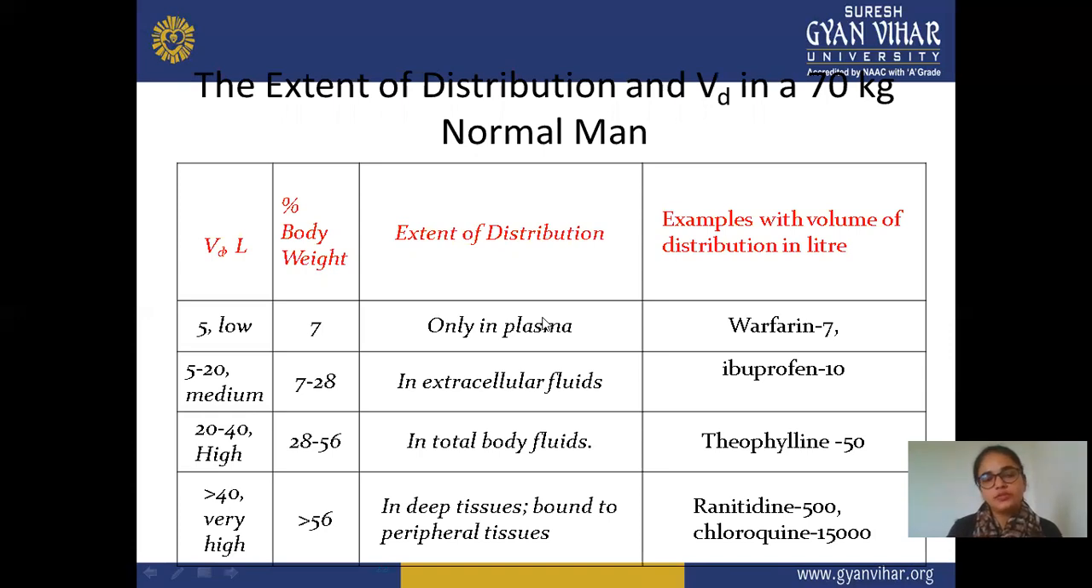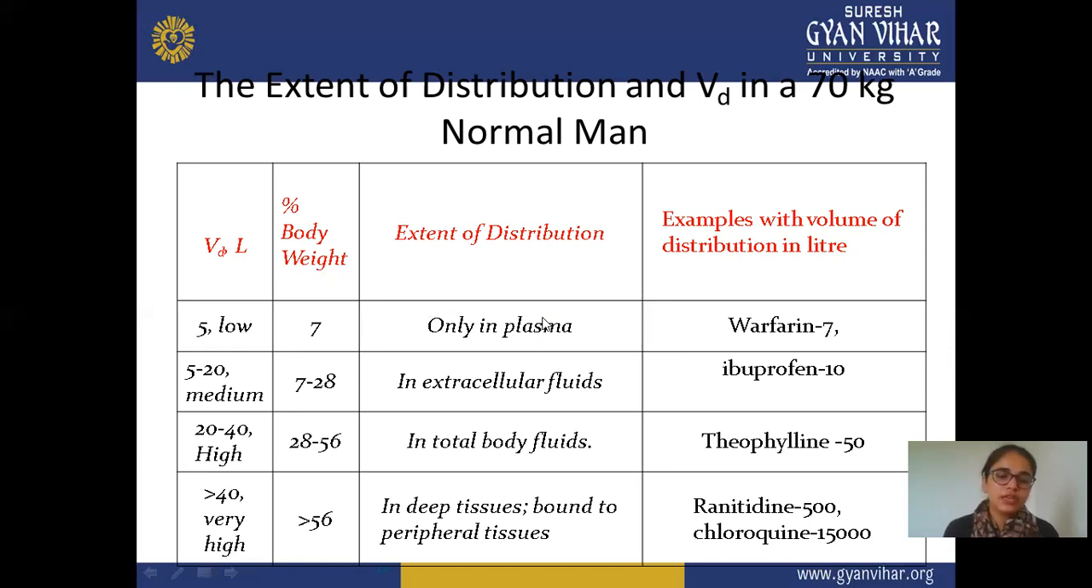For the low category, volume of distribution is 5, body weight is 7, and extent of distribution is only in plasma. An example is warfarin, 7 liters. For the medium category, volume of distribution is 20 to 50, body weight is 7 to 28, and extent of distribution is in extracellular fluid. An example is ibuprofen, 10 liters. For the high category, volume of distribution is 20 to 40, body weight is 28 to 56, and extent of distribution is in total body fluid. An example is theophylline, 50 liters.